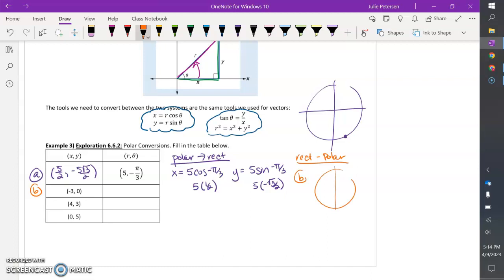So if we're trying to picture what's happening, the coordinate is negative 3, 0. If this was a vector, it would look something like this. So we can see what the r value is. That's just the distance from the center out to that point. So the r value is very clearly 3. Now you could go through the process of doing x squared plus y squared equals r squared, but that's really not necessary.